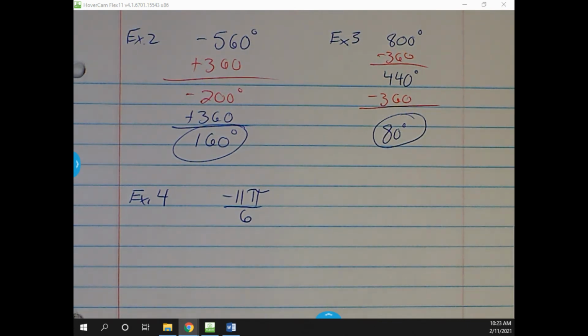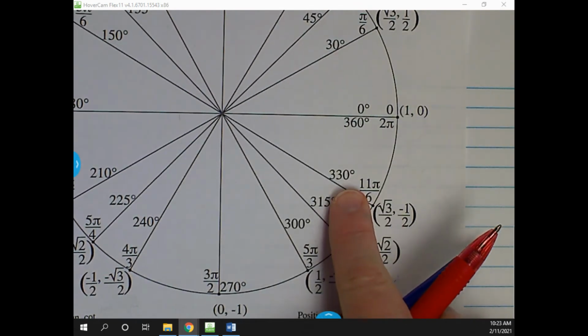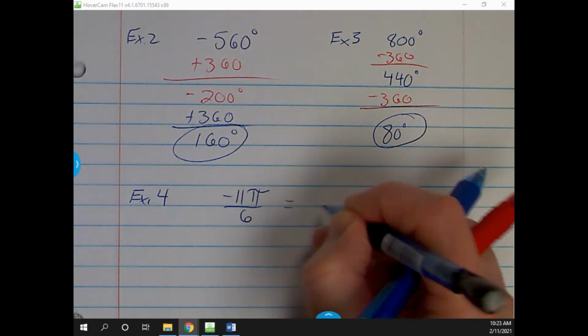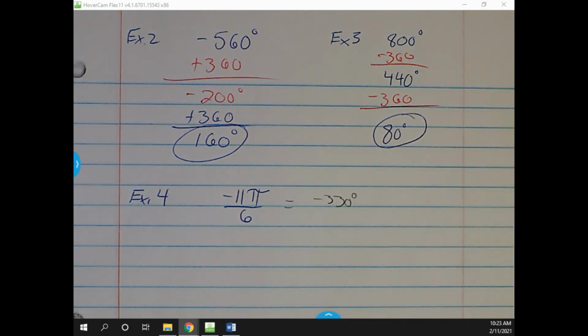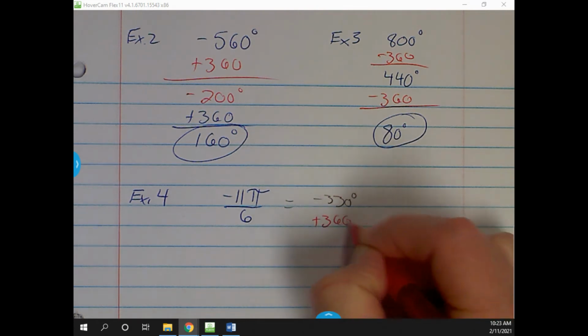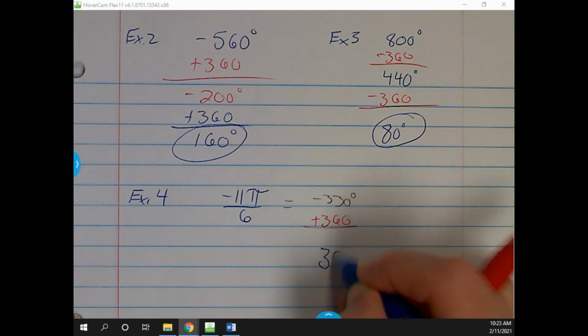So for this one, we've got negative 11 pi over 6. Again, you're more likely going to have to go back to your unit circle and you go, all right, well, 11 pi over 6 is 330. So if it's negative 11 pi over 6, then that basically means that this would be the same thing as negative 330. So then you may look at it and go, okay, well, that's a negative number. I need to add 360. All right, so we do that. That is 30 degrees.